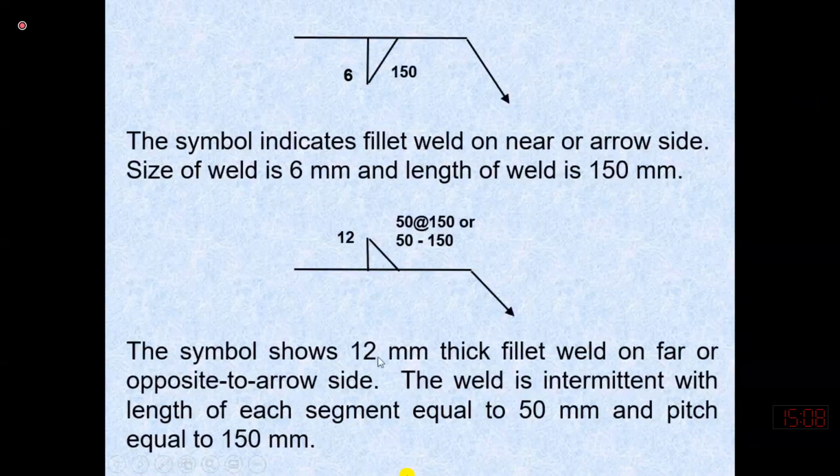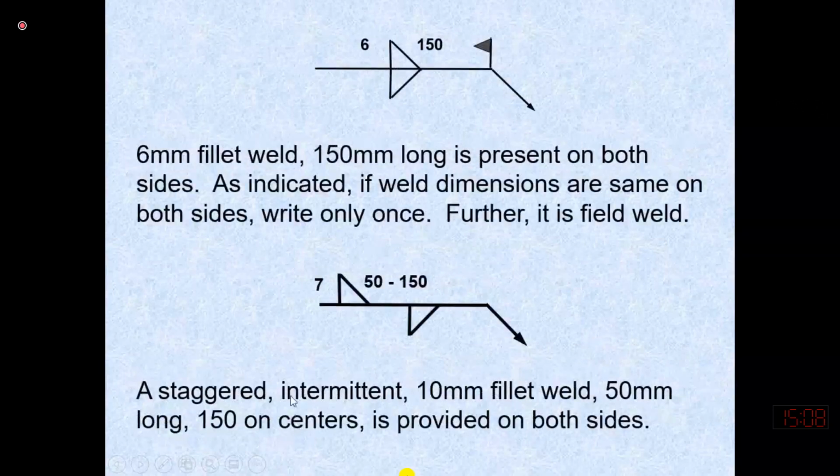So the symbol shows a 12 mm thick fillet weld on the far or opposite to the arrow side. The weld is intermittent with the length of each segment equal to 50 mm, and the pitch, the center of one weld to the center of the second weld, is 150. This symbol indicates that we need to weld on both sides of the plate, on the arrow side and also on the other side. Welding must be carried out in the field, the thickness of the weld should be 6 millimeter and the length of the weld should be 150.